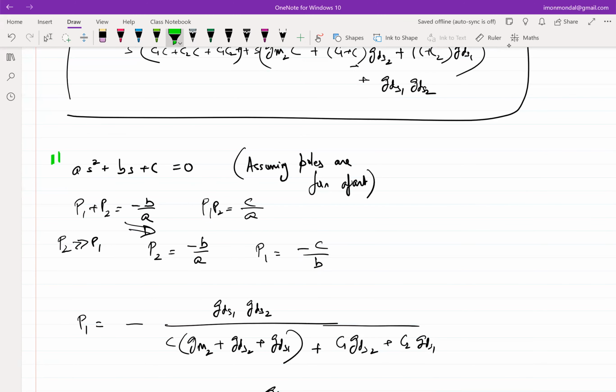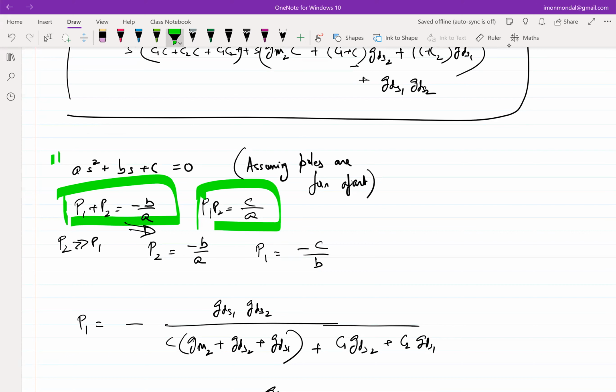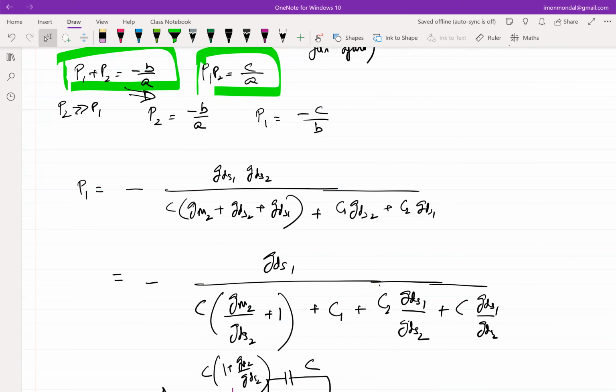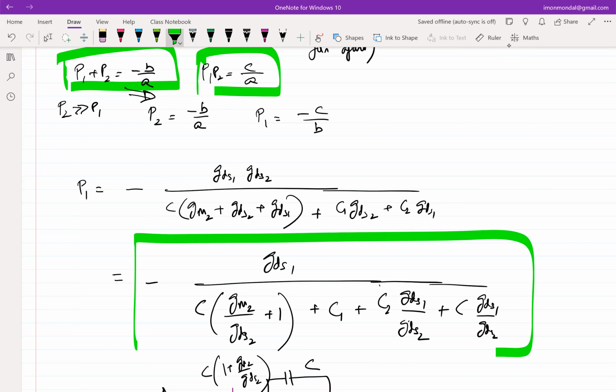We know this quadratic has these beautiful expressions. If P2 is much greater than P1, you can say P2 is minus B by A and P1 is minus C by B. And you get two terms. We get P1 and P2, which still are pretty big, but we'll see why it makes sense. So if you do the algebra and look at this term, this is what you get. This negative sign comes because it's a left-hand side pole.